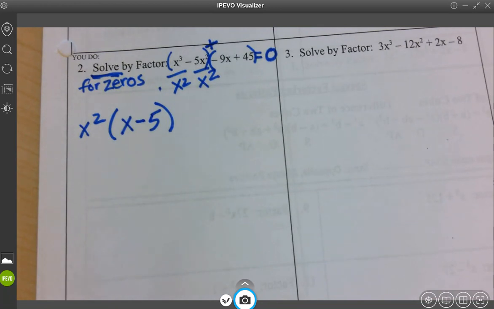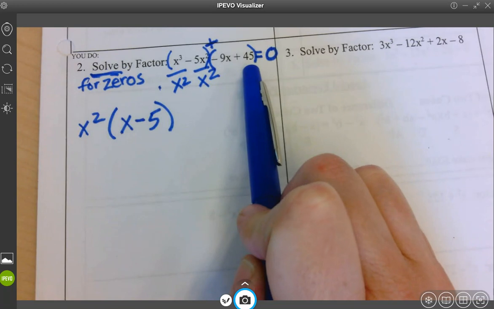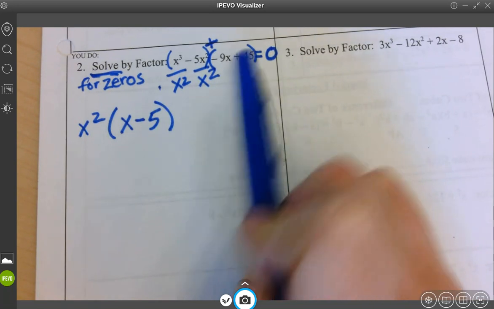All right, the second set of parentheses has negative 9x plus 45. Yes, Alec? You're going to tell me? 9. Okay. Who agrees that we could factor out a 9? One person? 2 people? 3 people? Okay, we could. We could factor out a 9. If we factored out a 9, we would be left with negative x plus 5. Is that going to match?